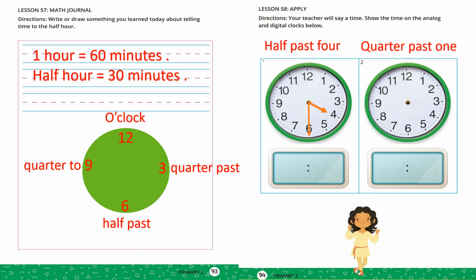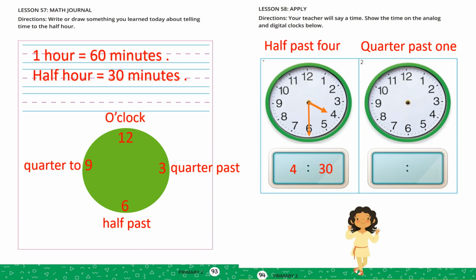Let's solve the digital clock. We write in the left the hour and in the right the minute. The hour here 4, so we write 4. The minute here is what? Let's count. 5, 10, 15, 20, 25, 30. Stop. The minutes here is 30. Then the time in digital clock is 4 and 30 minutes.